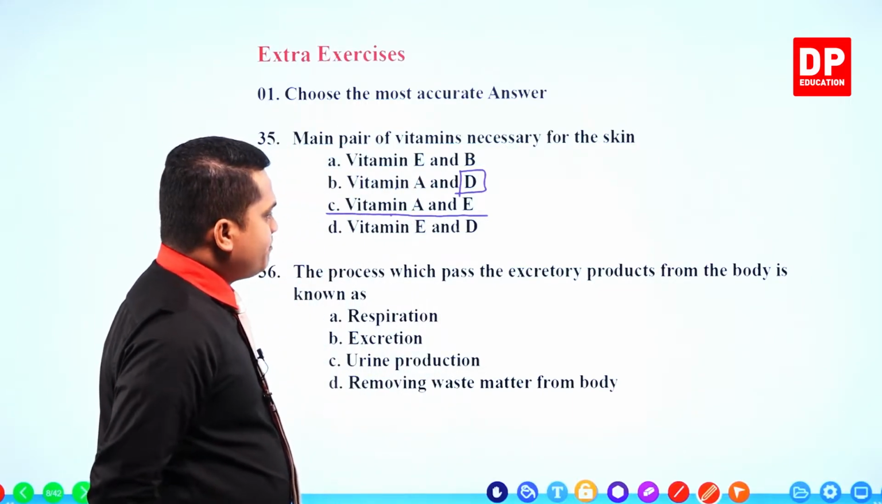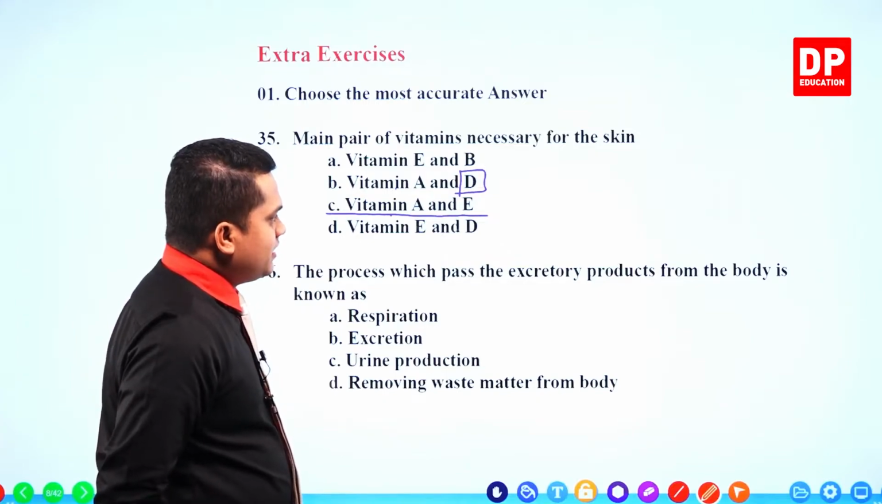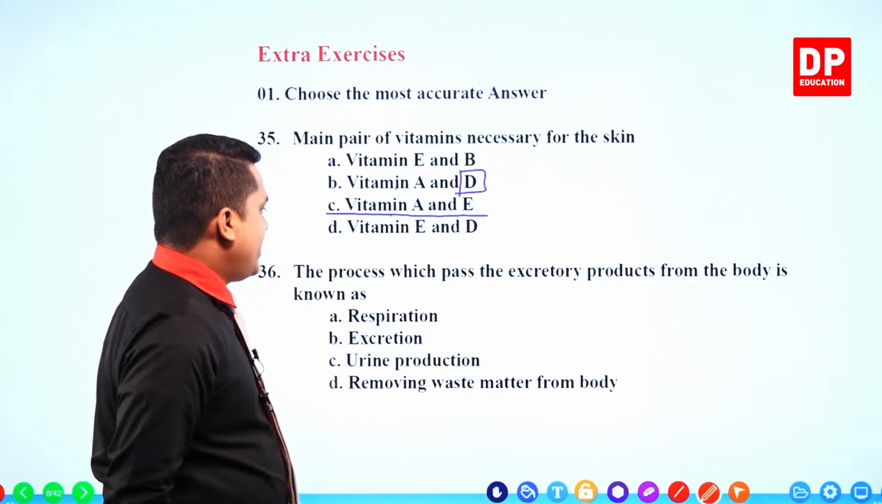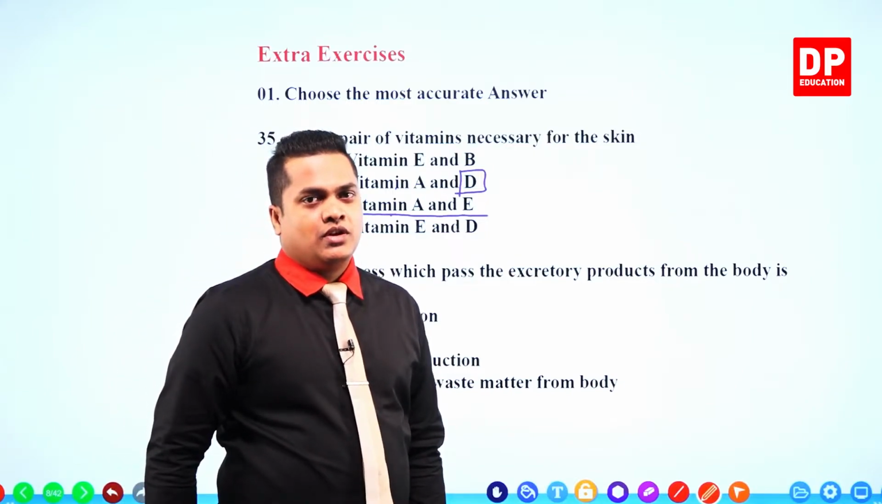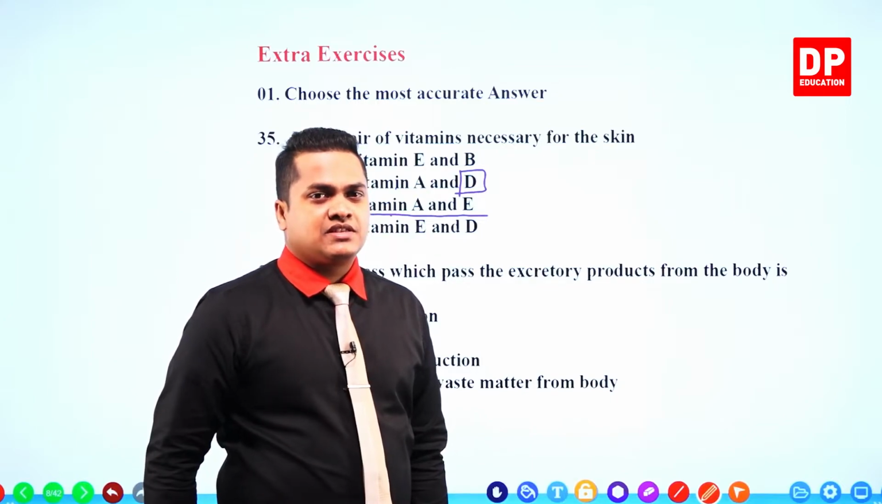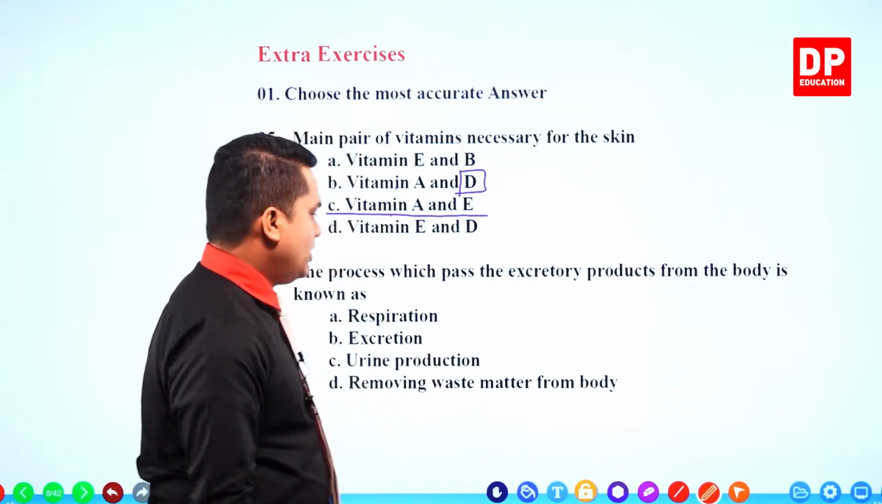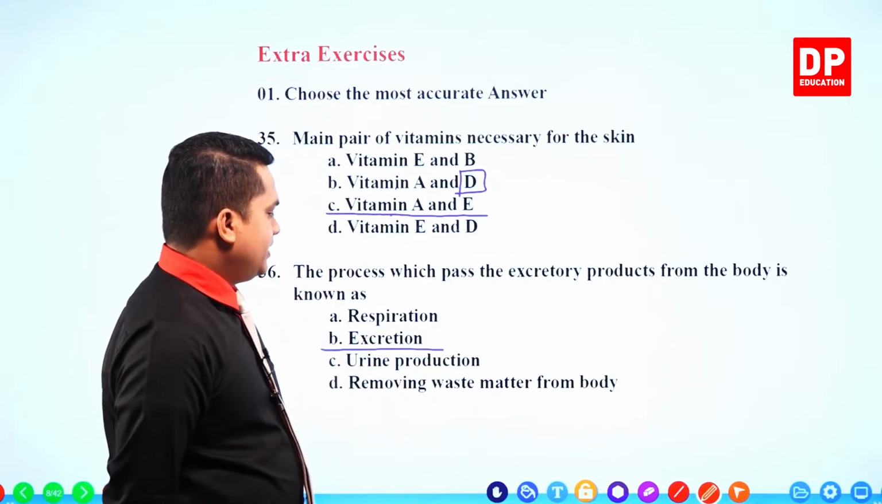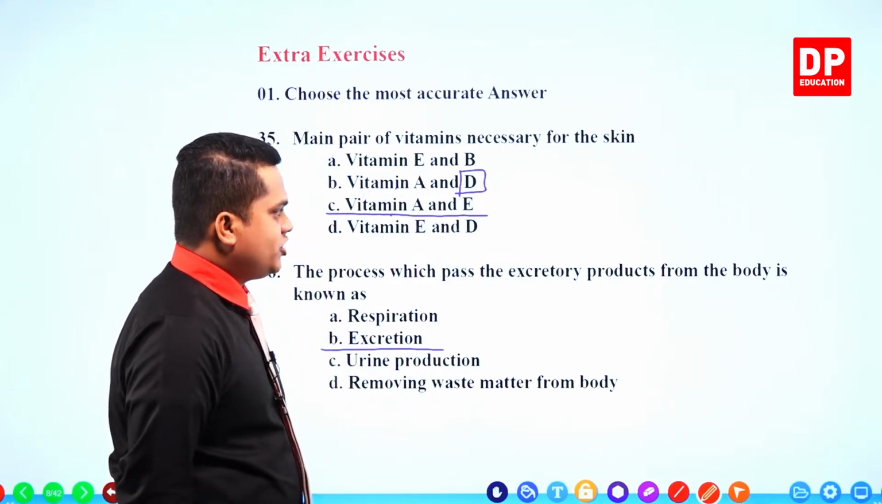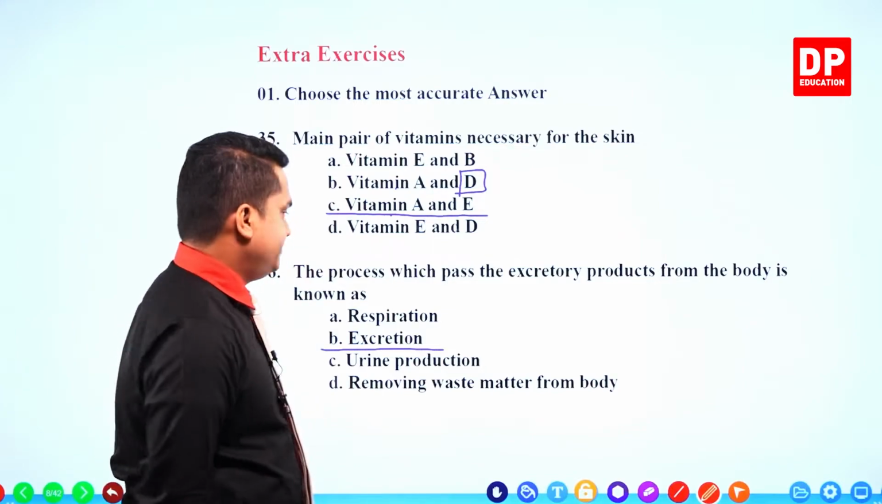The process which passes excretory products from the body is known as, it's really simple my dear children, we discussed this earlier also. The process of removing excretory substances from the body is called excretion. This is called excretion, okay?